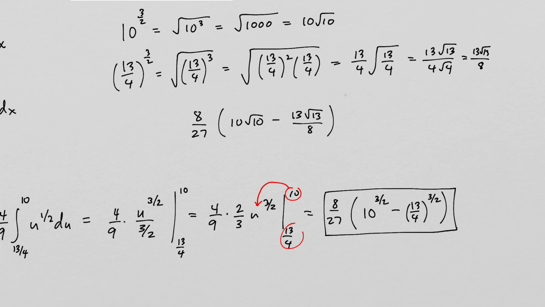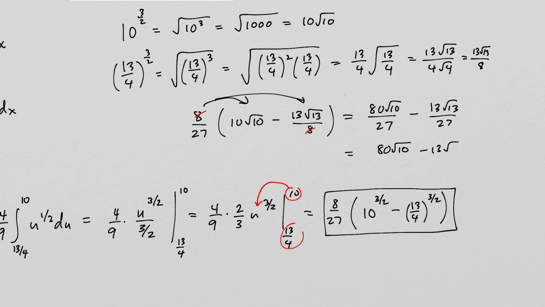13 divided by 8. And if you choose to multiply this out, it gets a little bit nicer. We'll have 80 radical 10 over 27 minus, and then when you multiply here, the 8's are going to cancel, and we get 13 radical 13 over 27. And so I guess our final answer could be expressed as 80 radical 10 minus 13 radical 13, all divided by 27. And that certainly is a better looking answer than the one that we have here.